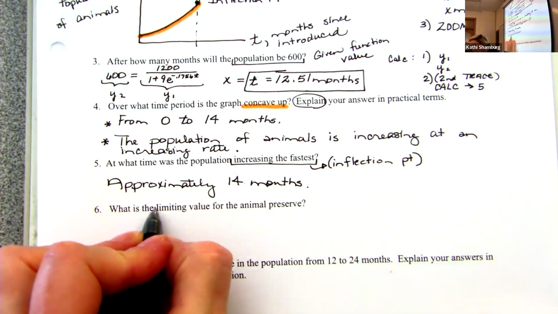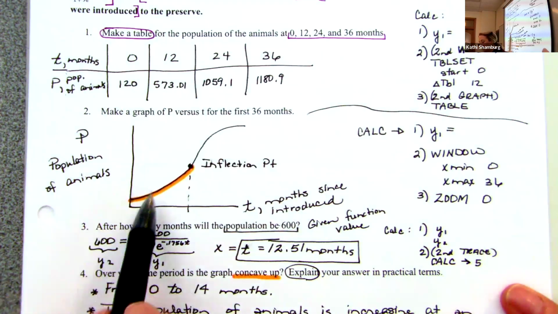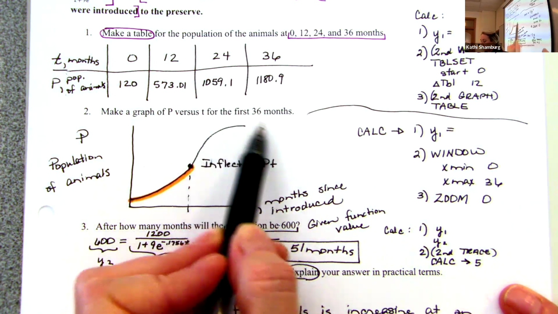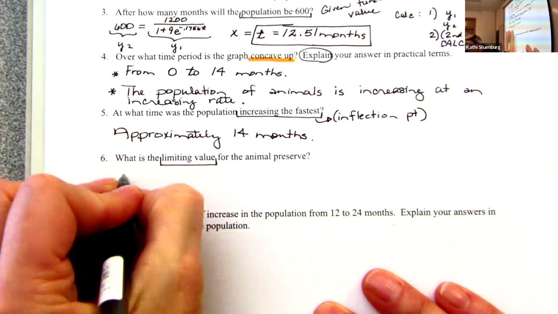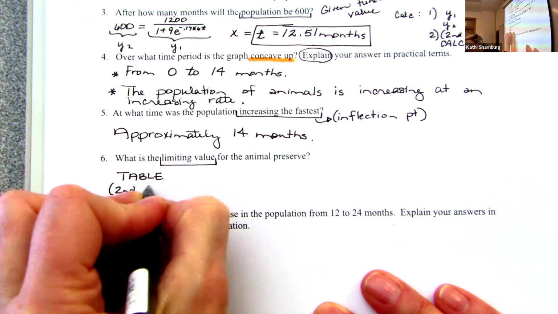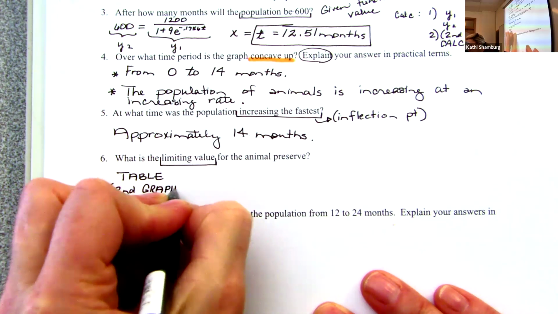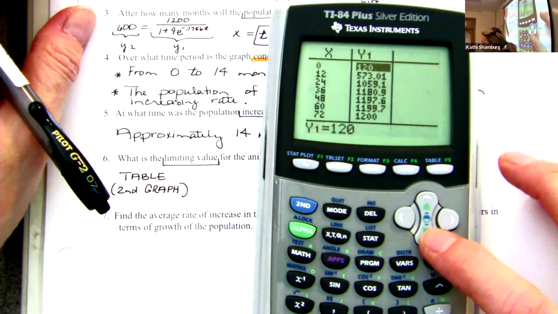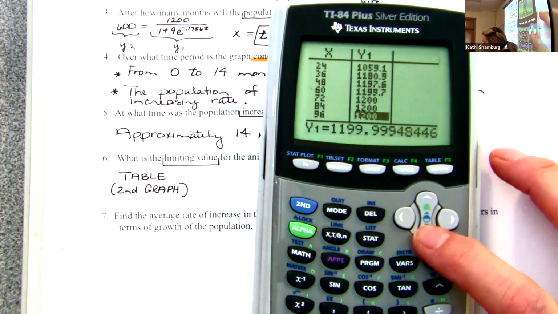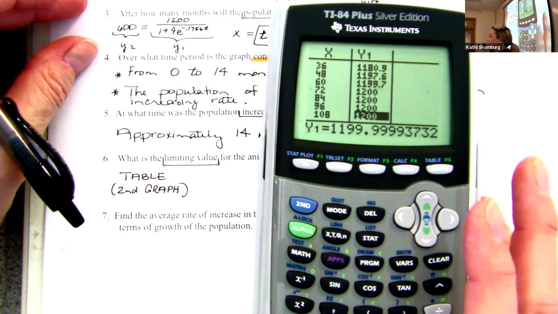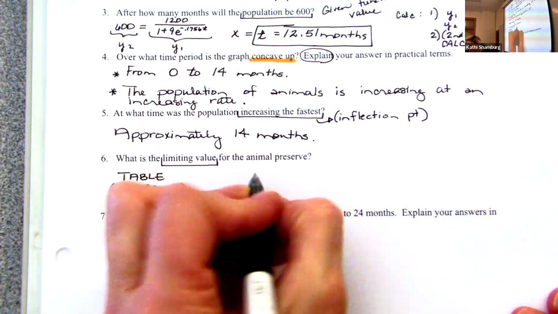Okay, what is the limiting value? So we can look in this graph, and as this begins to level out, we know we have a limiting value here. Where do we go to find that? The table. And that's second graph. I'm gonna go back to and do second graph, which is table. And then I'm gonna come here and look at my output and it very quickly becomes, what's my limiting value? 1,200 what? Animals.